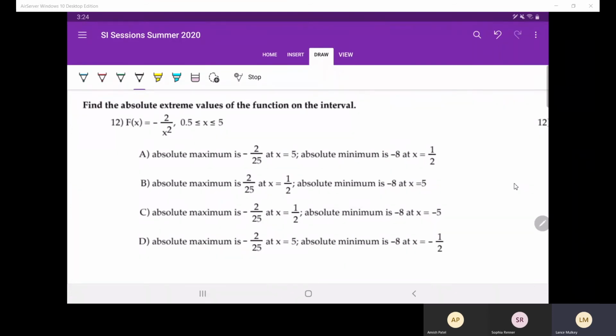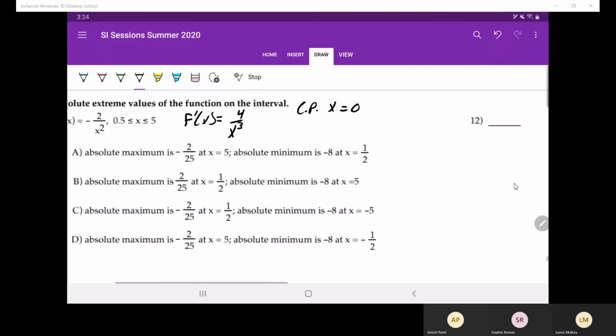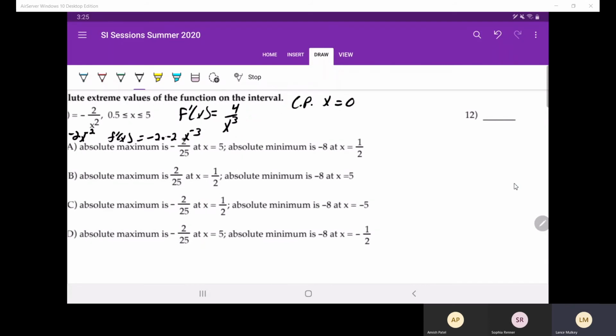So find the absolute extrema from the endpoints. Okay, so f prime of x equals 4 over x cubed. Y'all want to see me take the derivative of this, or just let me keep doing my thing? Because if this equals that, we have our one critical point where it's undefined at x equals 0.